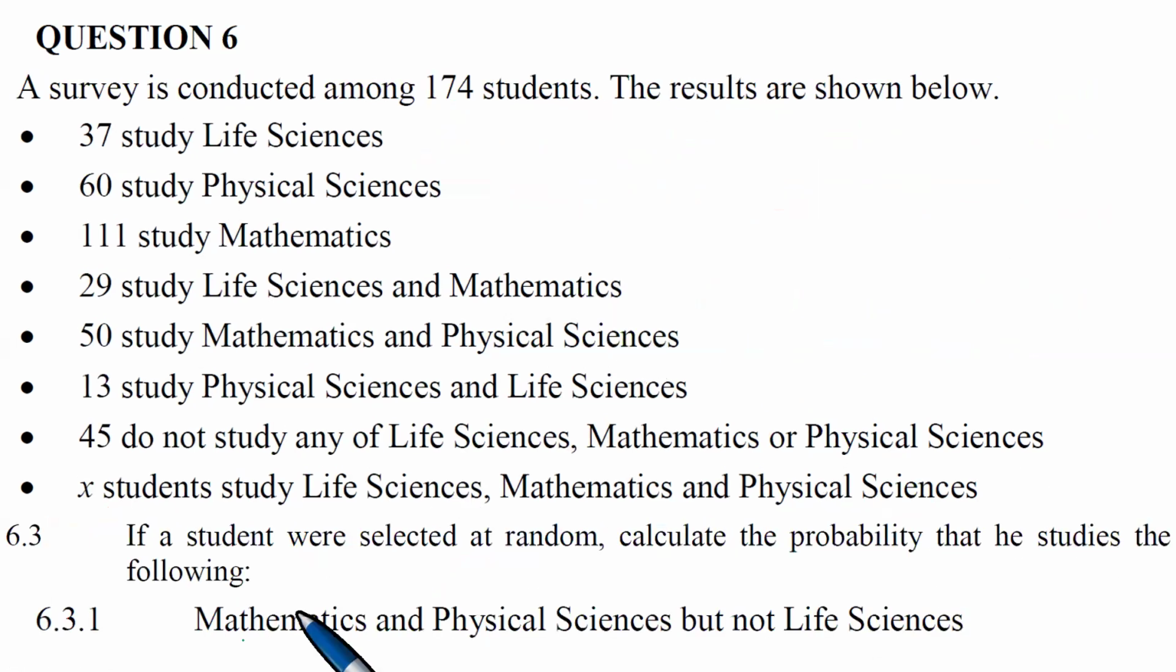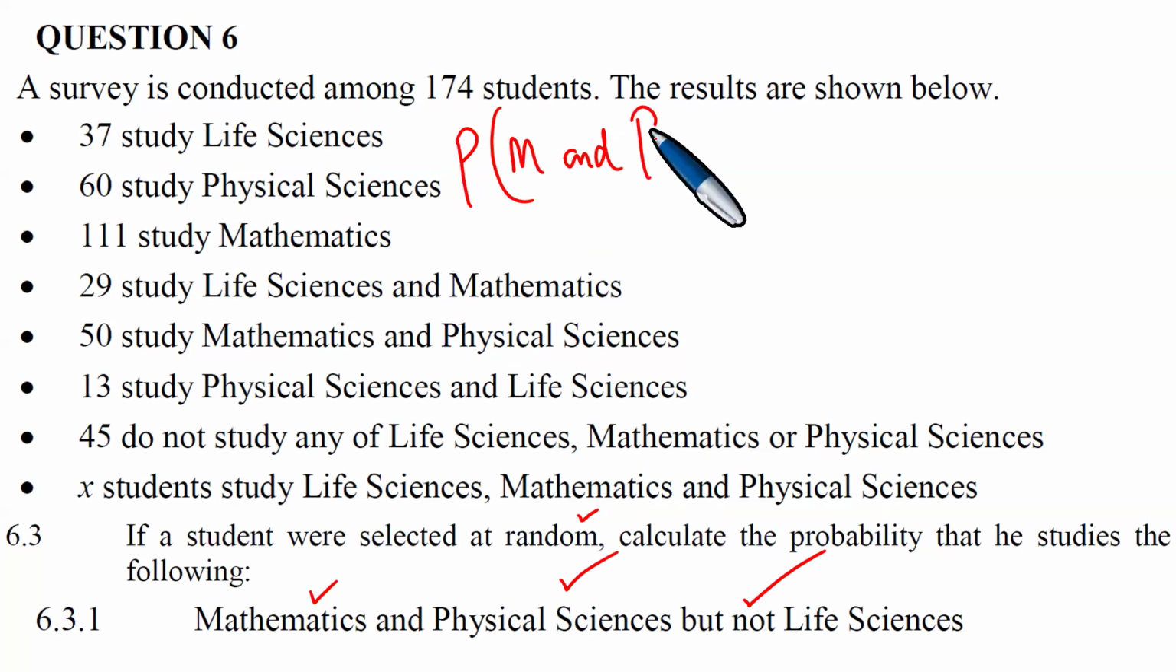Right, in the next question, they're saying that there are students. If a student was selected at random, calculate the probability that he studies the following: mathematics, physical sciences, but not life sciences. What is the probability that is required over here? The student is doing mathematics and physical sciences, but not life sciences. What is this probability?